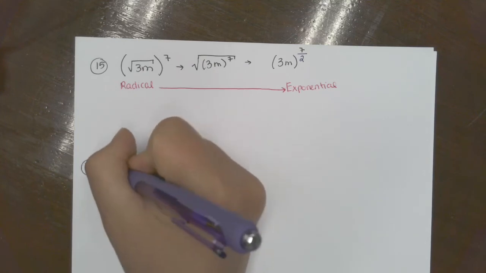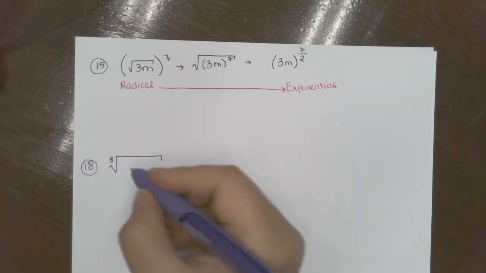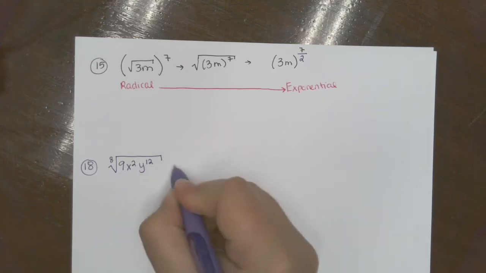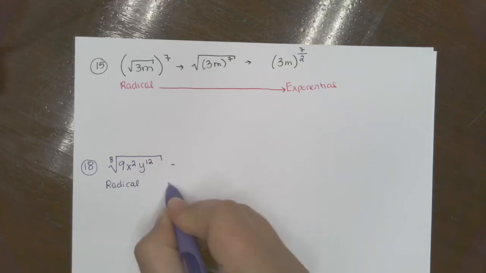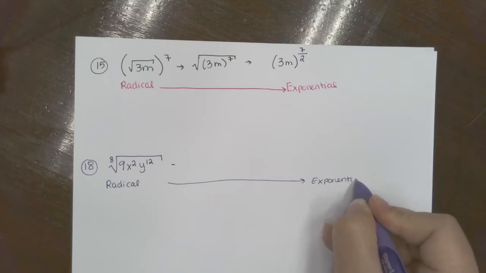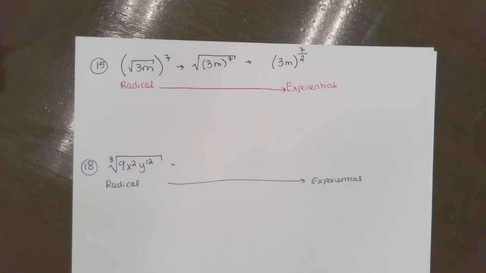Question number 18 is saying here's the 8th root, because the index is 8, of 9x squared y to the 12th. And again, this is in your radical format. We want it in exponential. So to convert it, you can do two different things. You can put all of this in parentheses and raise it to a power, or you can separate it and then raise that to a power.